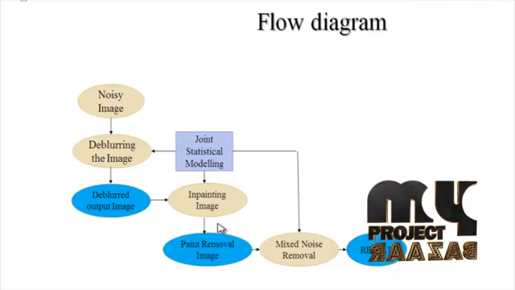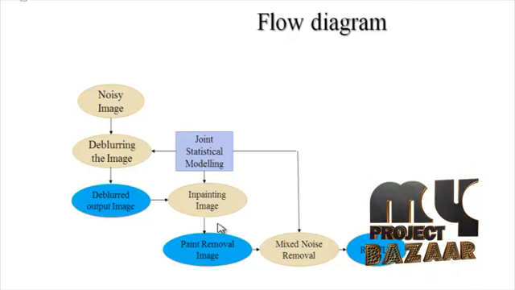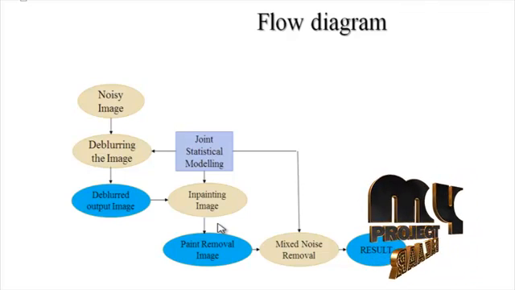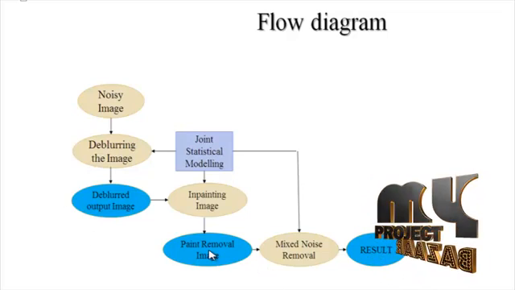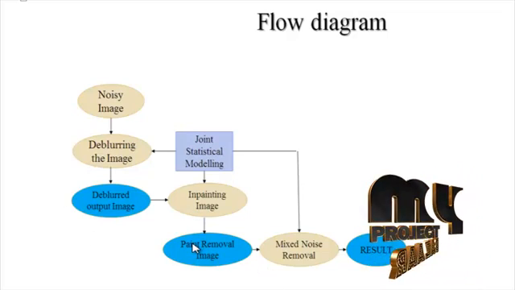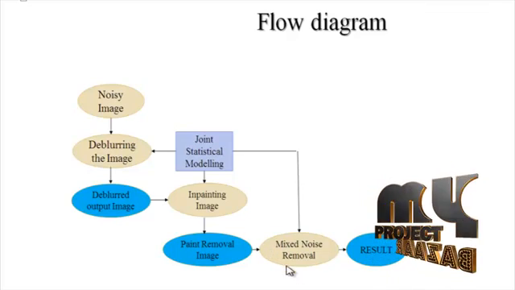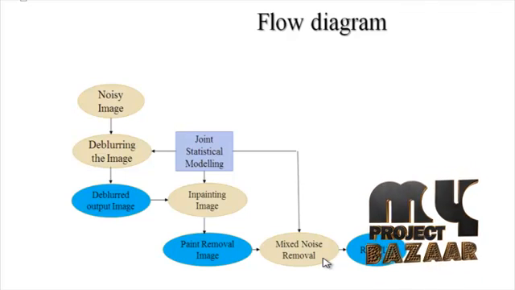The filling in of missing information and the removal of noise are two very important topics in image processing, with several applications such as image coding and wireless image transmission. Next, in the mixed noise removal process, inpainting results are given to the mixed noise removal process as input. This image is corrupted by both Gaussian and salt and pepper noise mainly.